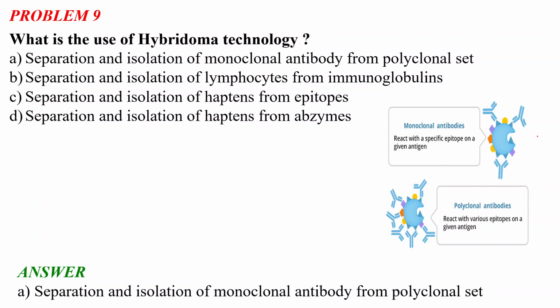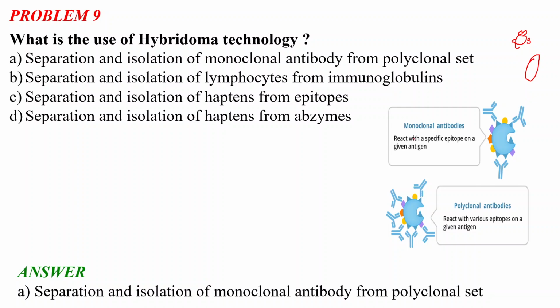So, as you can see, in an antigen there can be several epitopes. If there is an antigen, it can have several epitopes on it. And the antibody, which has the paratope, can bind with the various epitopes of the antigen, or with one single specific epitope of the antigen.